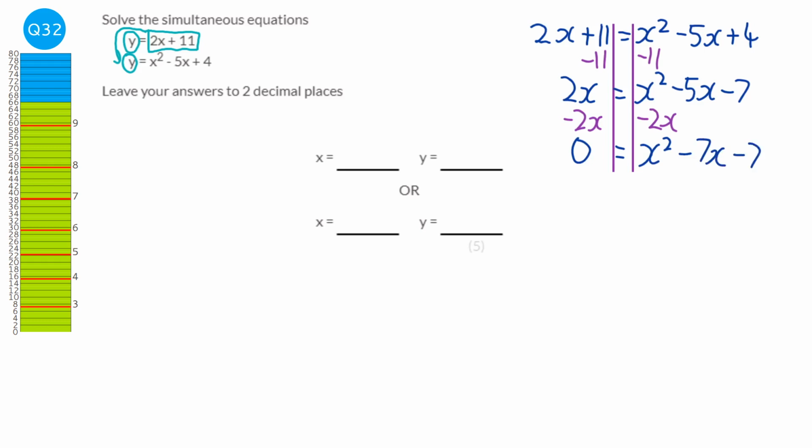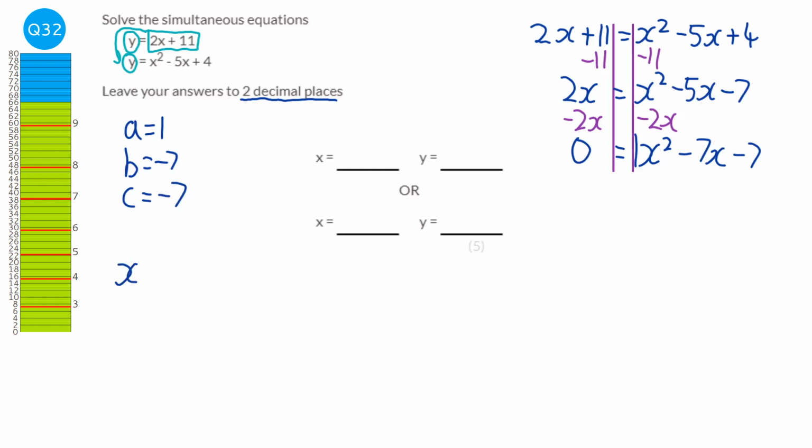Now, we know this is not going to factorise nicely because it asks for two decimal places. It's on the calculator paper. Chances are it's going to be the quadratic formula we'll need, which we do. So we've got a equal to the coefficient of the x squared, which is just 1. b equal to the coefficient of the x, which is just -7. And then c equal to the number at the end, which is -7 also.